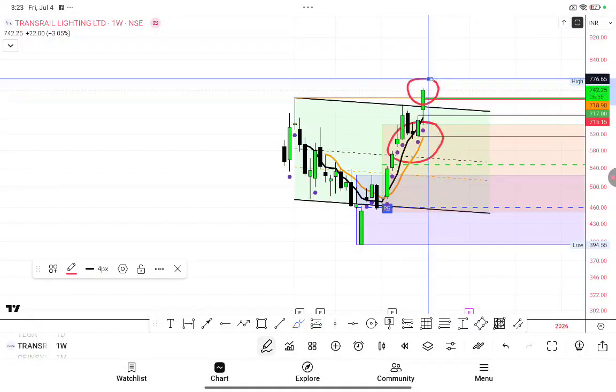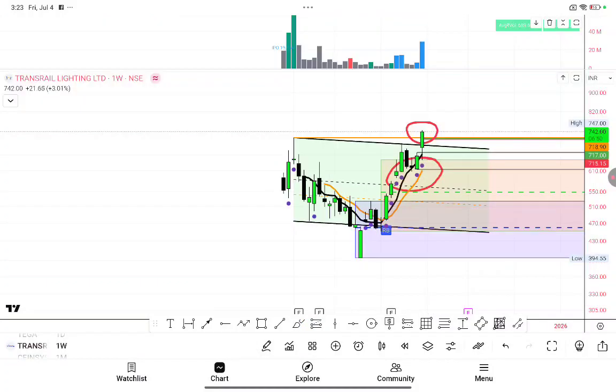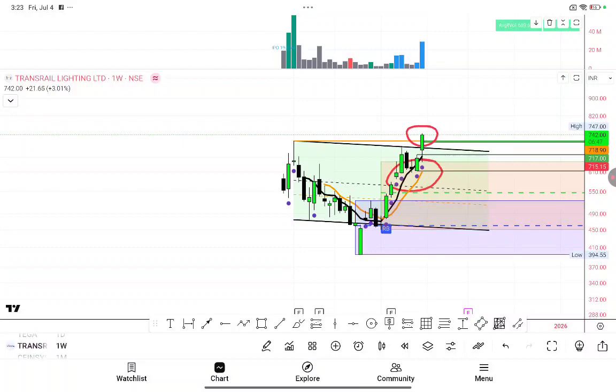So you can see it's breaking out. We are closing the week, so it's a weekly candle happening with very good volume. If you see volume at the top, the volume is also very good. So this is how simple things should be.